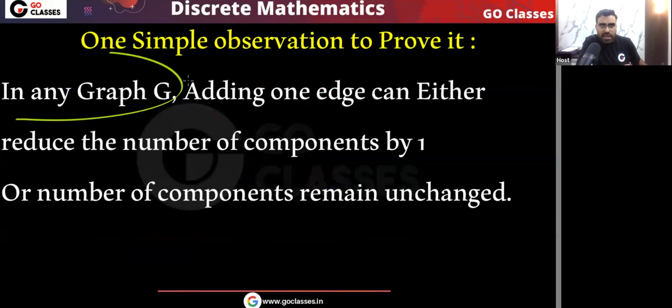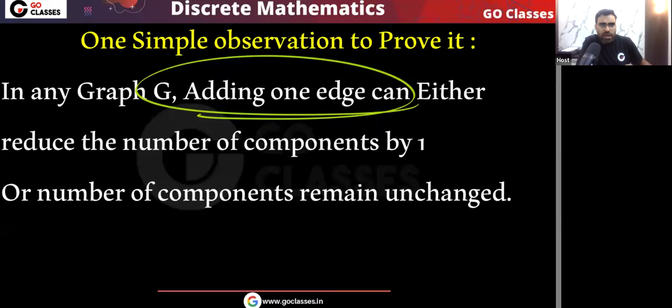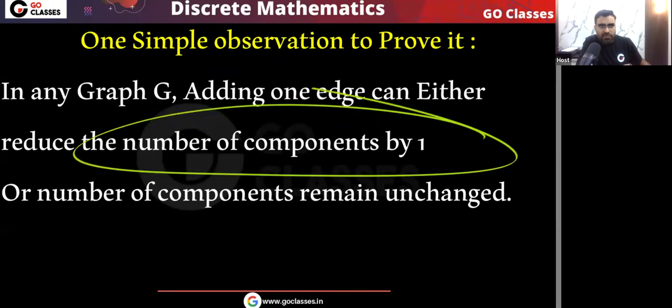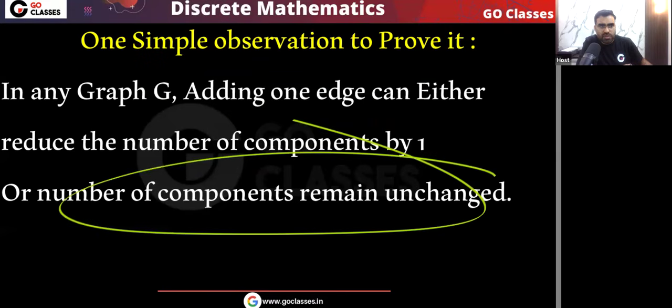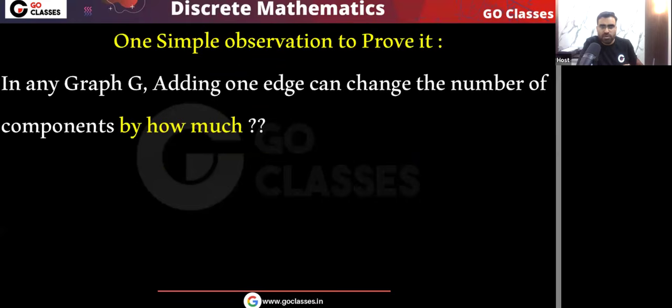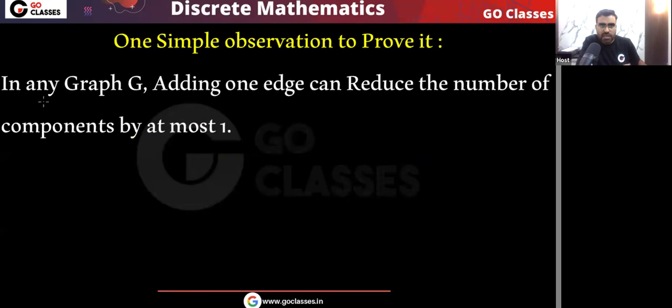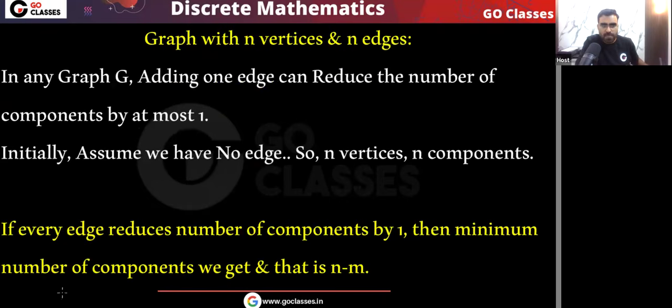Finally, I can say, in any graph, if you add one edge, then either the number of components will reduce by one, or the number of components will remain unchanged. Please tell me, did you understand this? Let me know. So very simple. You can see, in any graph, adding one edge can reduce the number of components by at most one. Okay. So after making this observation, now you can easily prove. So you can easily see that.